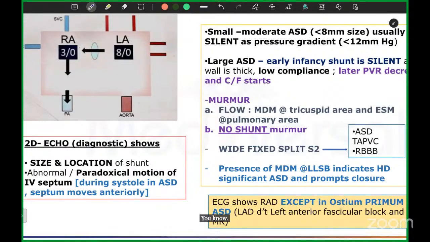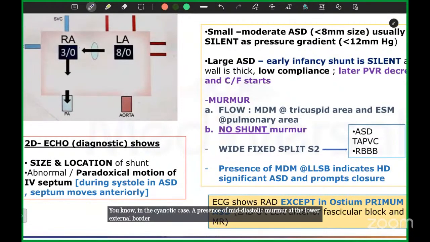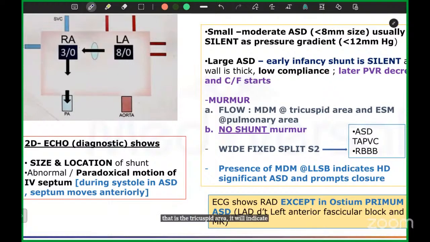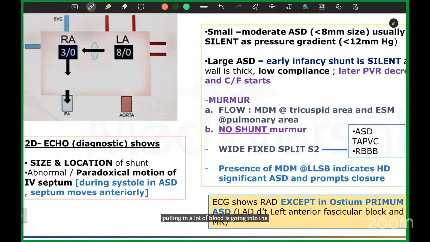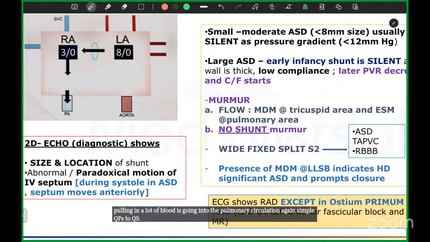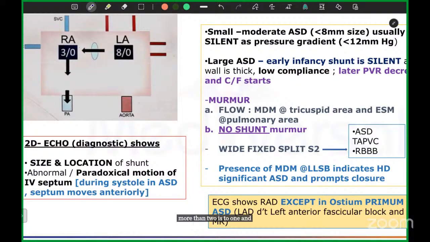the cyanotic case. A presence of a mid-diastolic murmur at the lower left sternal border, that is the tricuspid area, will indicate that this is a hemodynamically significant ASD, which means a lot of blood is pooling in, a lot of blood is going into the pulmonary circulation. Again, simple, QP to QS more than 2:1, and hence requires a prompt closure.